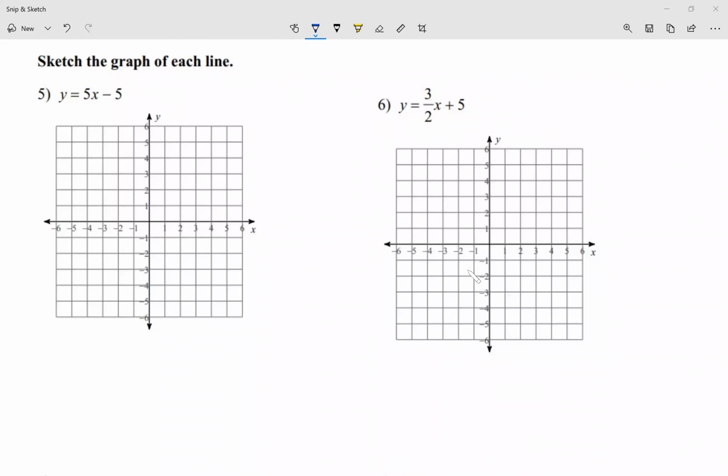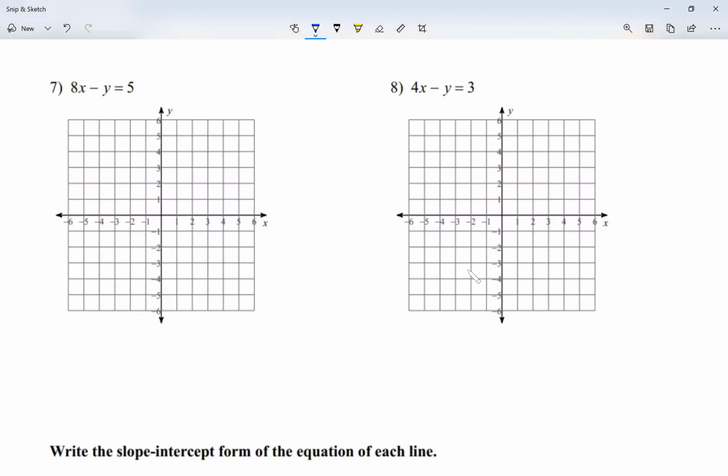Okay, we're going to be talking about how to graph equations. I'm going to give it to you guys in two different methods. Questions 5 and 6, we call that the slope-intercept form. Notice how I have the y by itself. Questions 7 and 8, we call that standard form. Notice how x and y are both on the left side. So you're going to be dealing with both cases.